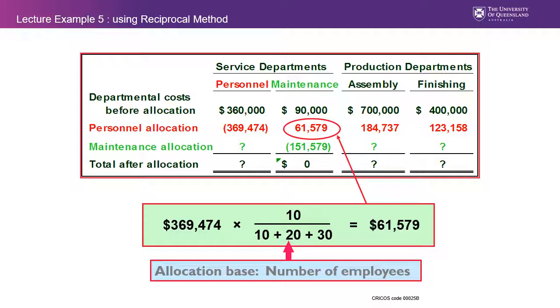Then using a reciprocal method, we just take those total costs, we allocate based on the number of personnel across the 3 other units. So we take the 10 personnel in maintenance, divide by the total personnel in maintenance, assembly and finishing, and we allocate 61,579 to maintenance.